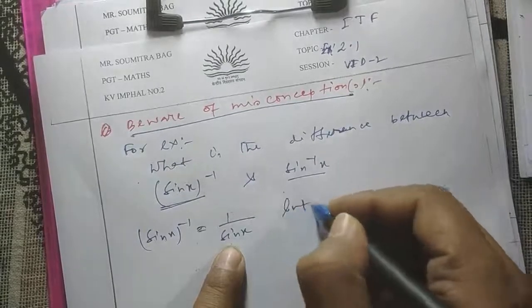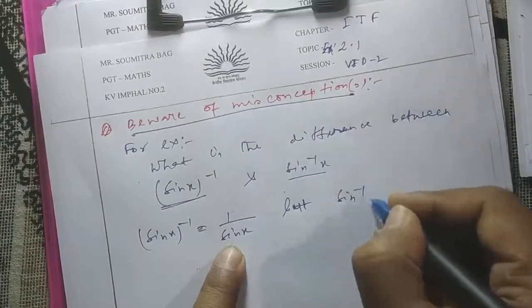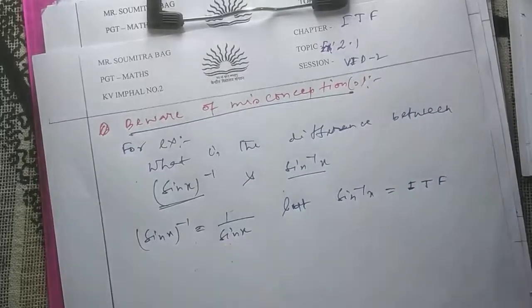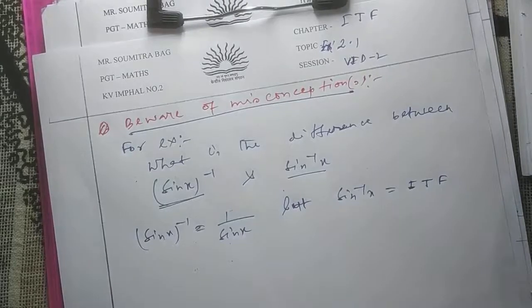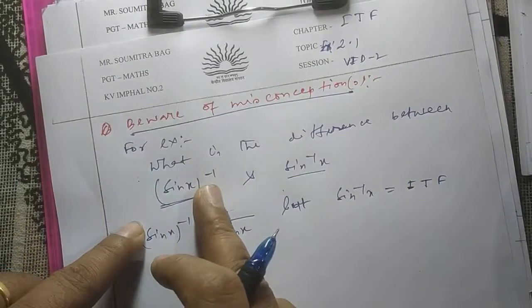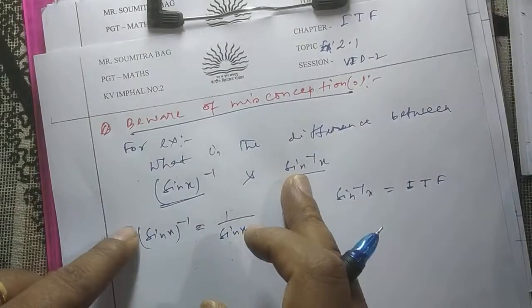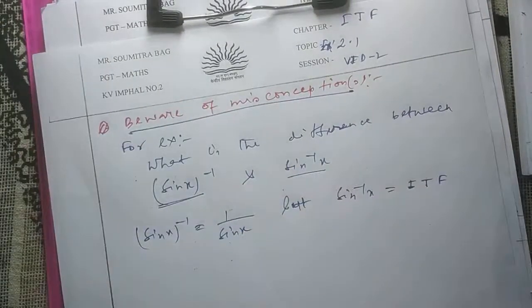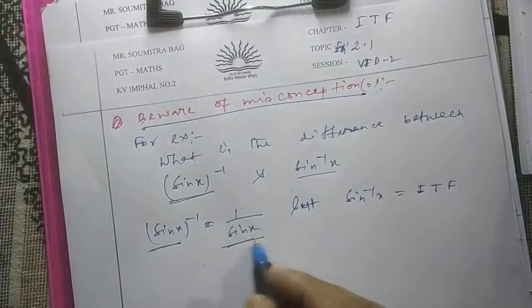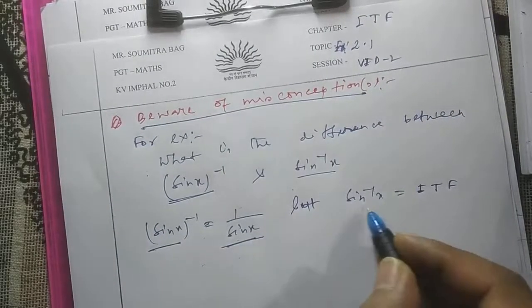But sin inverse x is an ITF, meaning an inverse trigonometric function. So please don't be confused between (sin x) whole power minus 1 and sin inverse x. They are not the same at all. (Sin x) whole power minus 1 means simply 1 by sin x. It is a new trigonometric ratio, correct? But this is an ITF.